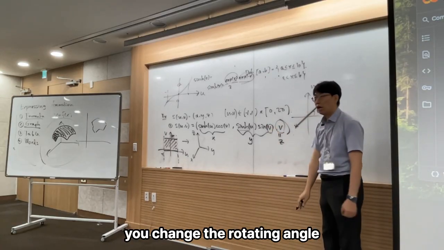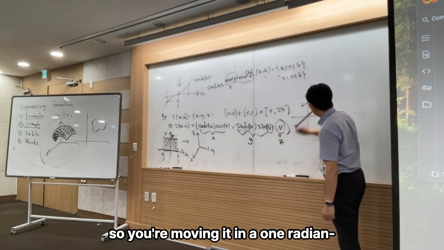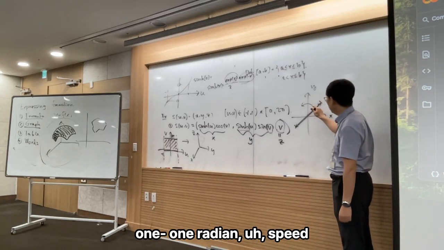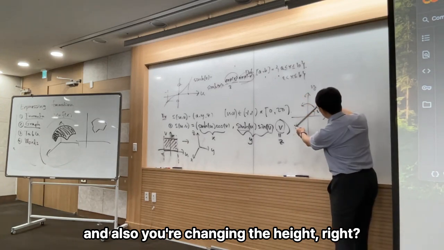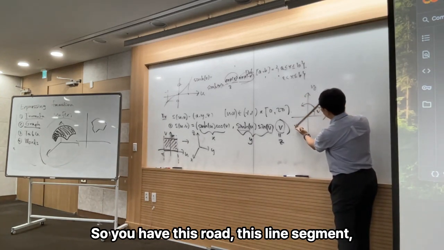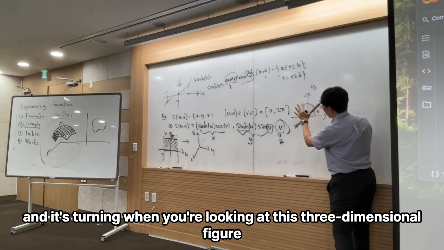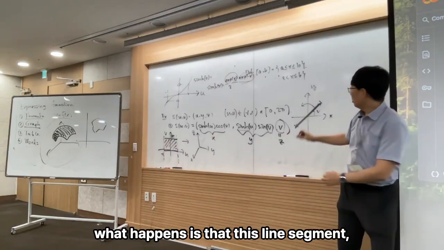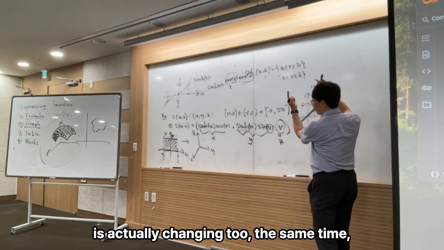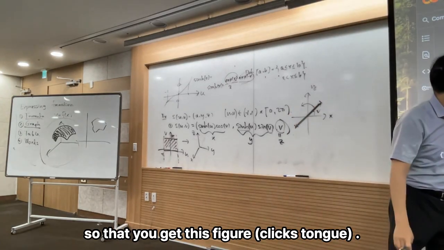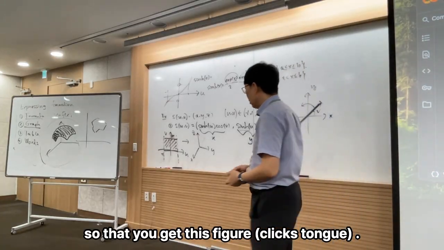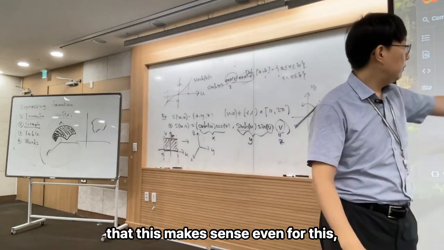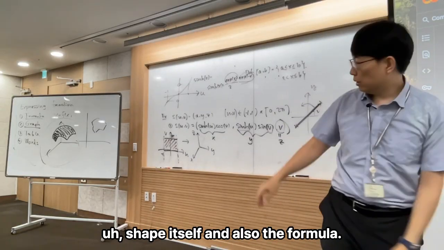And then when v is changing, you change the rotating angle. So you're moving it at a one radian speed. And also you're changing the height, right? So you have this line segment, and it's turning when you're looking at the three-dimensional figure from top. But in actual three-dimensional, what happens is that the height of the line segment is actually changing too at the same time, so that you get this figure. So you should think that this makes sense even for this shape itself and also the formula.